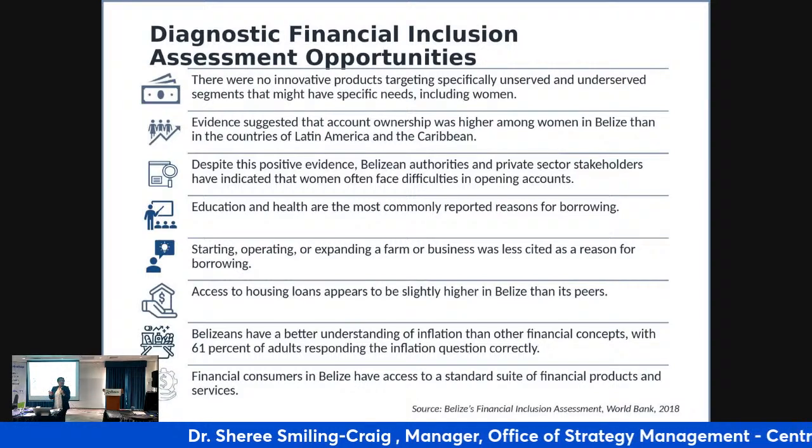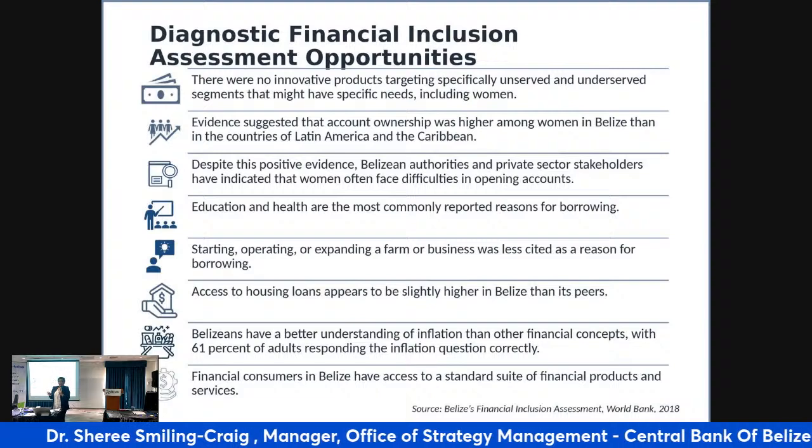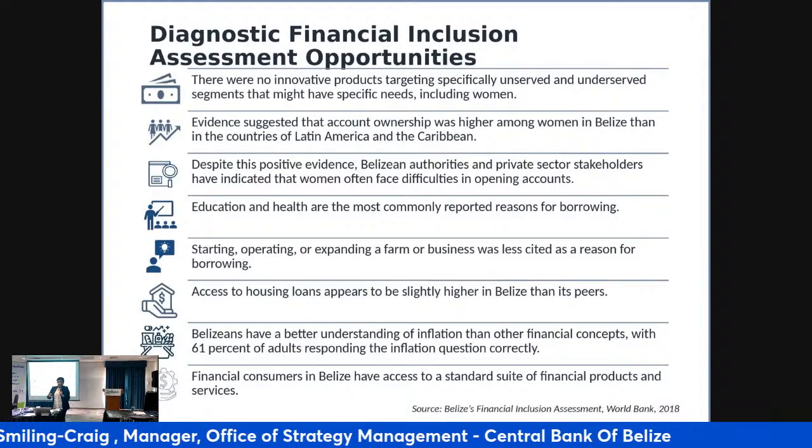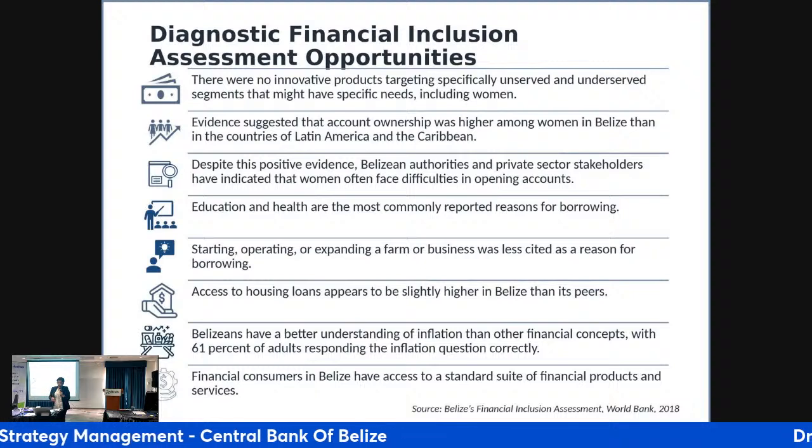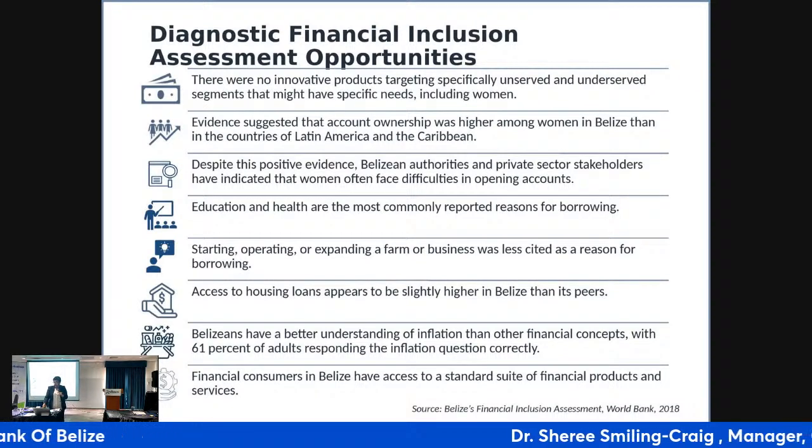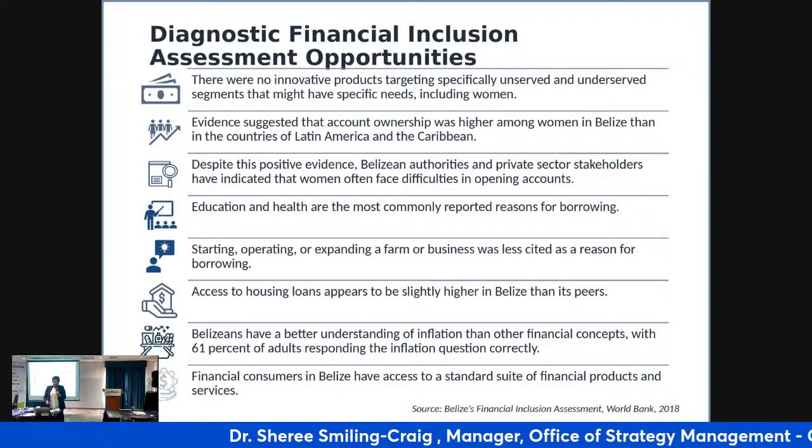So that was good, right? You know how much your money can buy. And so that was a positive indicator, and it's something that we need to expand on. And financial consumers in Belize have access to a standard suite of products and services. So let's look at some of the actions that we're taking.